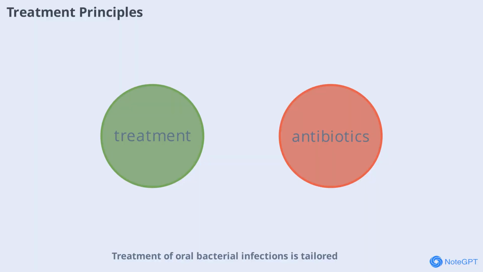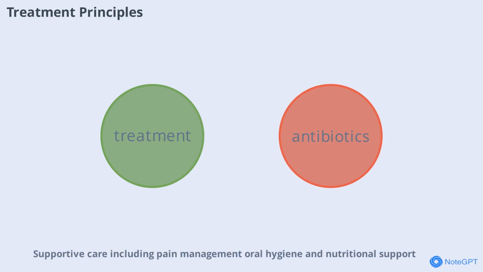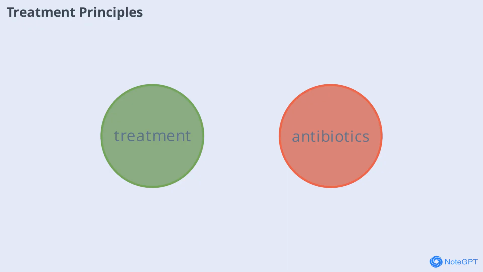Treatment of oral bacterial infections is tailored to the specific pathogen and disease severity. Antibiotics are the mainstay for most infections, with choices guided by sensitivity patterns and patient allergies. Supportive care, including pain management, oral hygiene, and nutritional support, is also important. In severe cases like Noma, surgical intervention may be required.